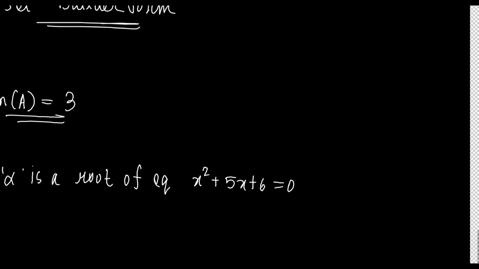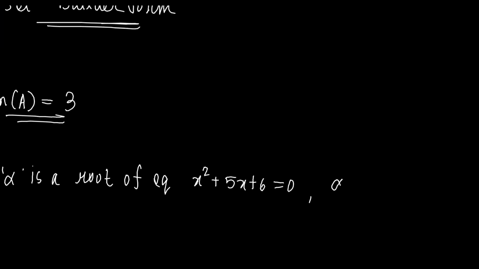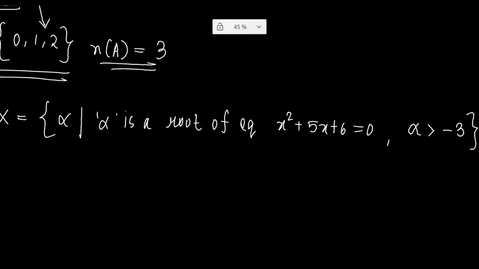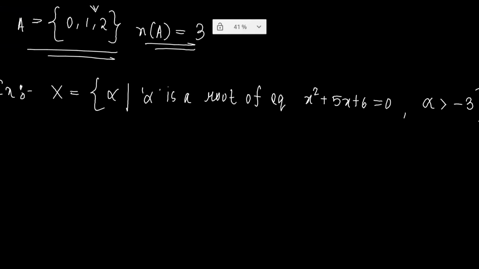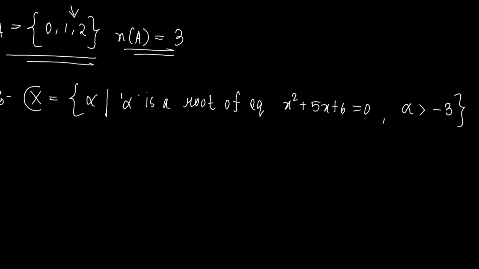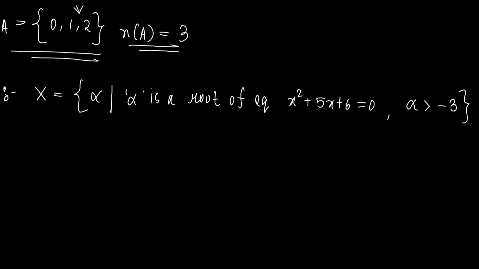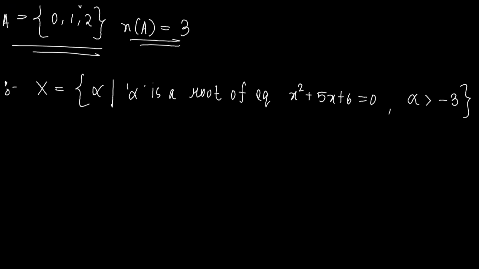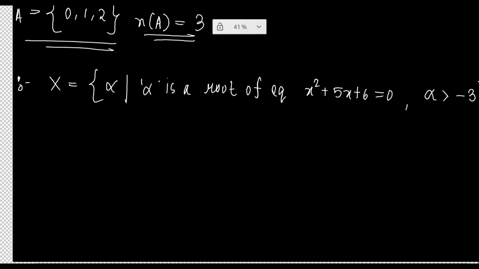This is the equation. And another condition is given that alpha is greater than minus 3. This is the condition. So this is the set. It is the set builder form of this set X. Okay. So we have to just write this set in roster form. So how can we write this?